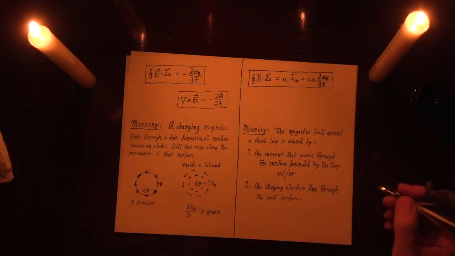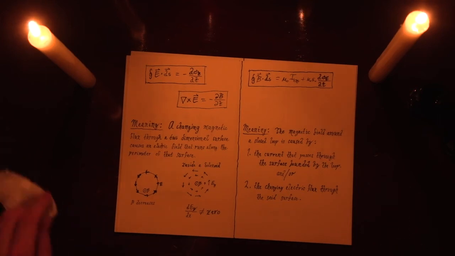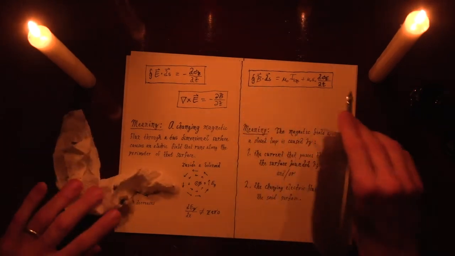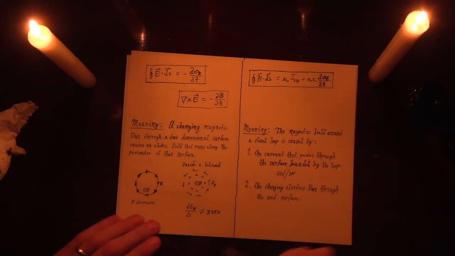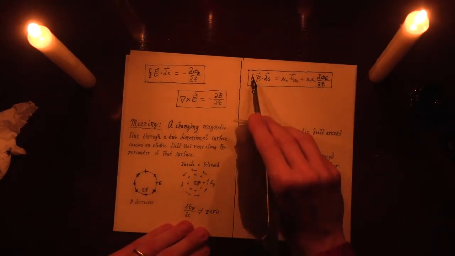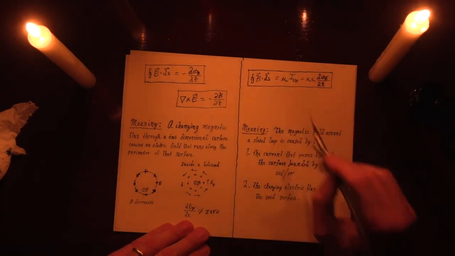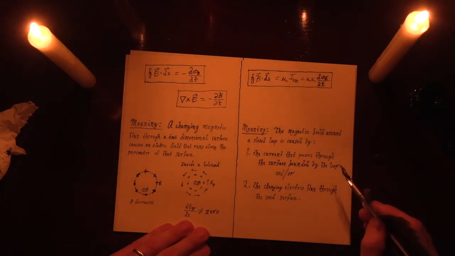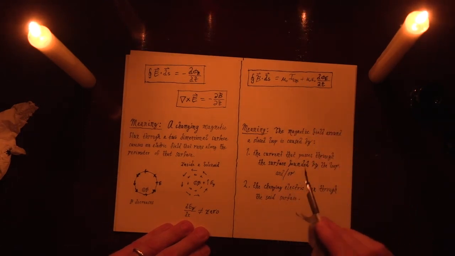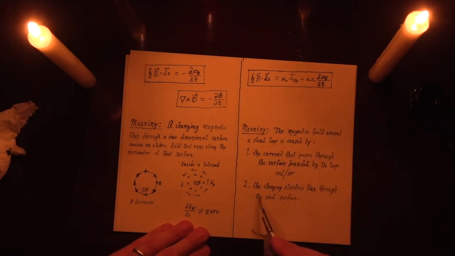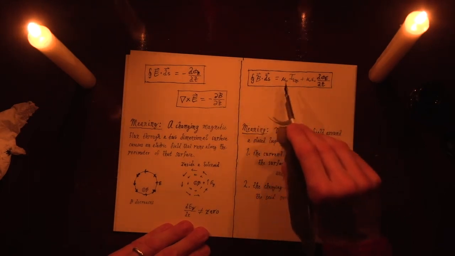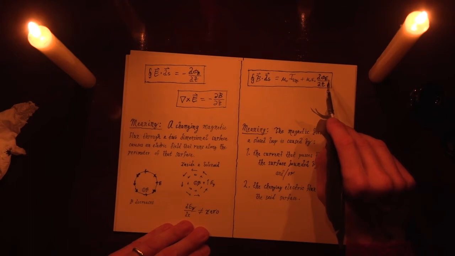Now, let's first just talk about the meaning. So, again, you could just look at and see the meaning right in this equation. That the magnetic field around a closed loop, that's what that little circle means, integrated around a closed loop is caused by one, the current that passes through the surface bounded by the loop. That's this part. What we already studied in the magnetism topic as Ampere's law, as I already said. But it's also caused by changing electric flux through the said surface. So to get magnetic field, you could either have current or you could have changing electric flux.